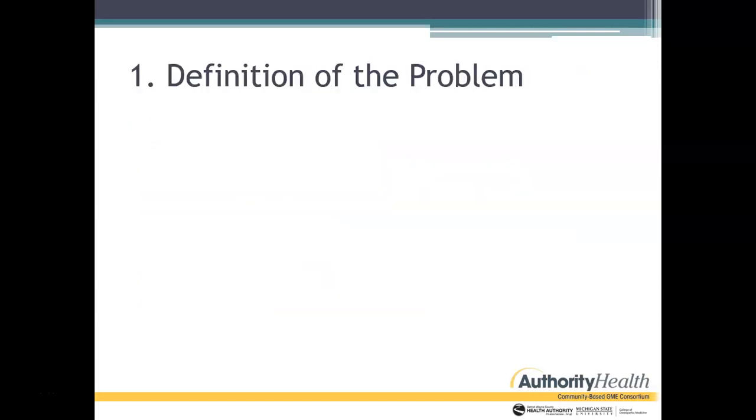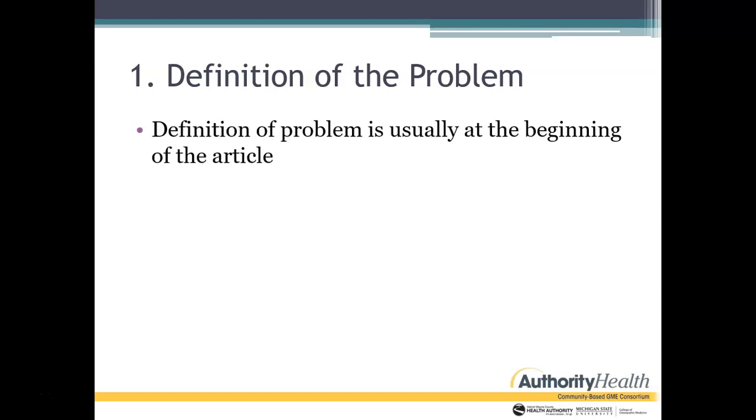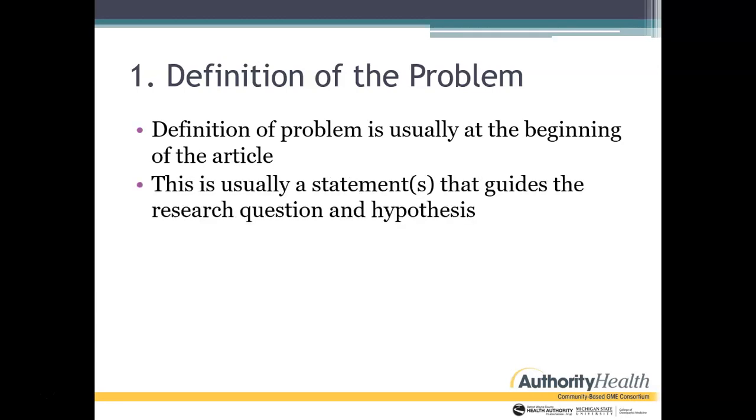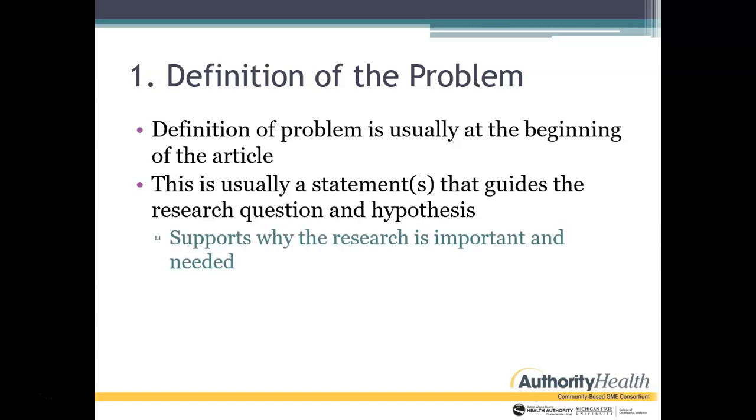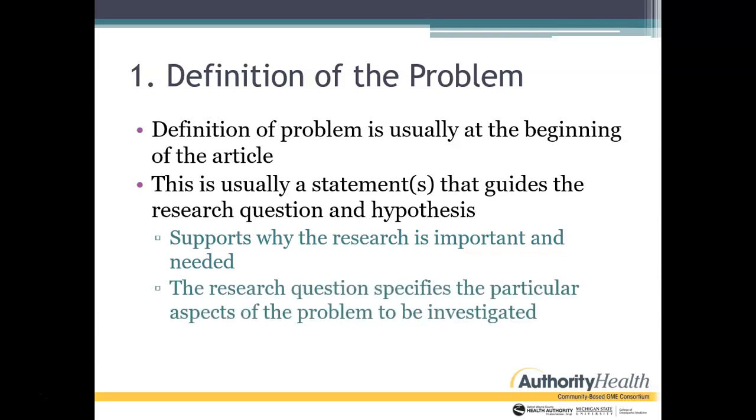So the first step when you're looking at an article is defining the problem. So why was the research important and why was it needed? This is usually at the beginning of the article. You guys all know it's either a statement or statements that guide the research question and hypothesis. And like I just said, it supports why the research is important and needed. And it specifies the particular aspects of the problem to be investigated. So this is how you know narrowly what were they looking for.